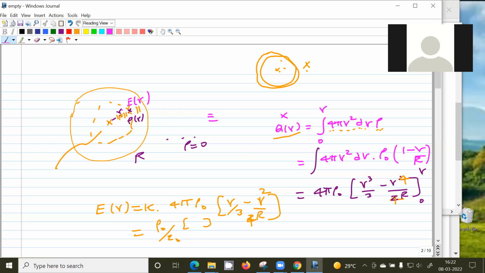To find the total charge inside the spherical shell, I'll take a small spherical shell, right? What is the volume of the spherical shell? Volume of the shell is 4 pi R square dr, right? Volume of the spherical shell of thickness dr.